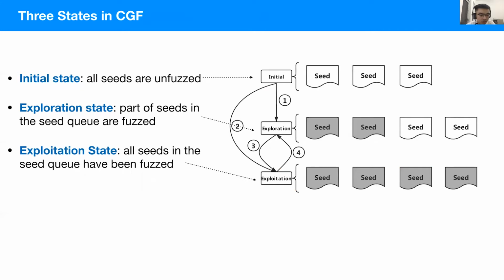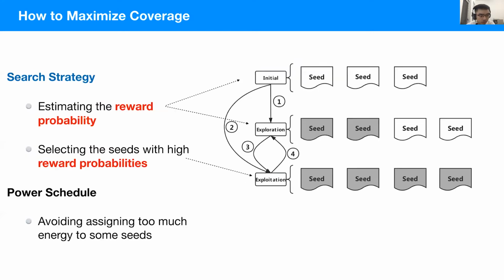Based on this, we divide the states of CGF into three. First, the initial state, where all seeds are unfuzzed. After testing some seeds, CGF may transfer into the exploration state, where part of the seeds in the seed queue are fuzzed and some are not. If all seeds in the seed queue are fuzzed, CGF transfers into the exploitation state.